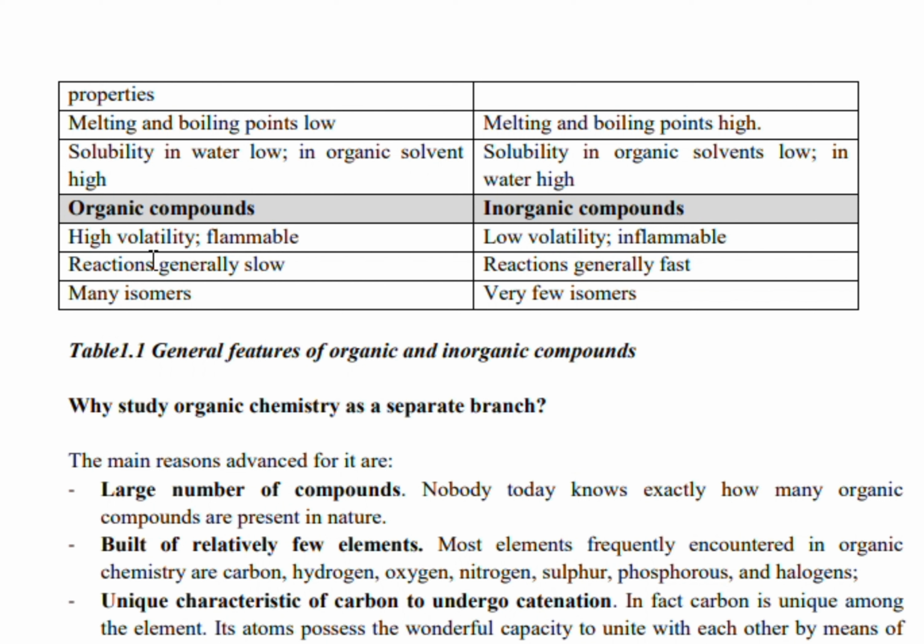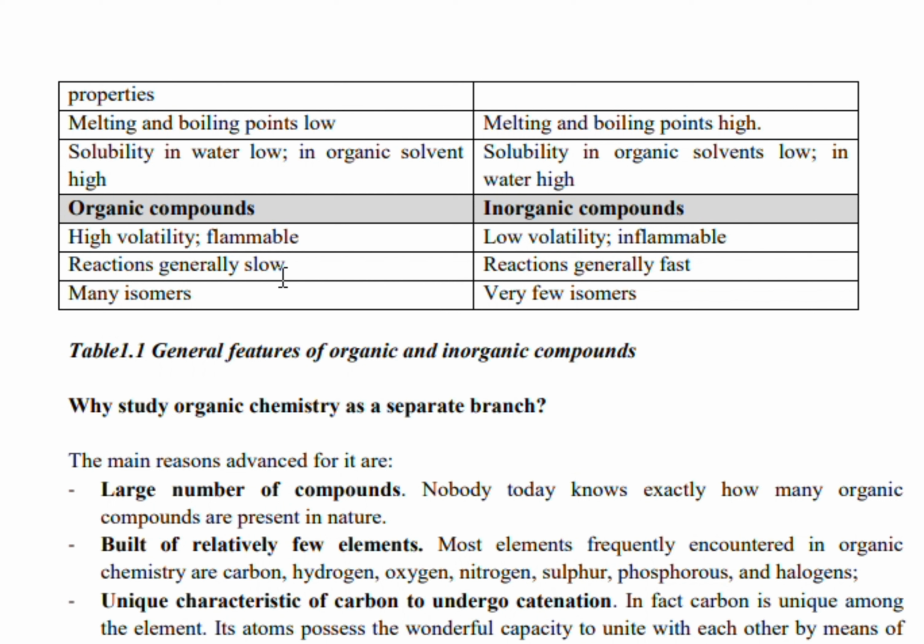So, organic compounds are volatile and flammable. For example, if they have low molecular mass, they may be volatile. If a substance is volatile, it means that the particles of this one can leave the liquid phase to the vapor phase. Sometimes you can smell their odor. For inorganic compounds, the volatility is very low and they are not flammable, they are inflammable.